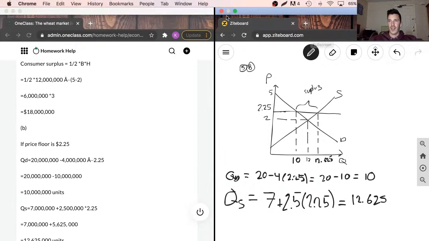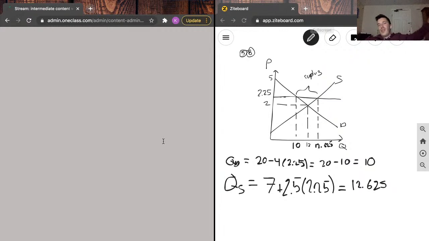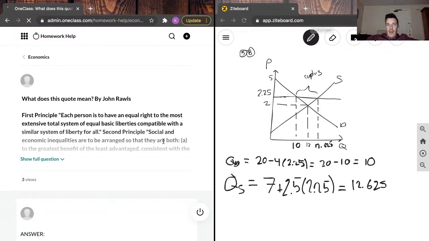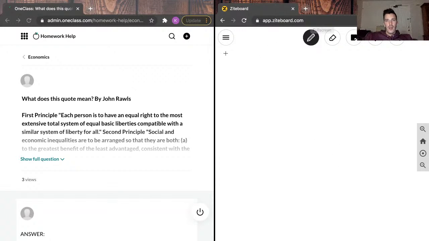I think I'm just going to leave it at that for the sake of time because I know I'm already going over. The gist of that is, if a price floor is instituted, you take the quantity demanded and quantity supplied, and you plug that new price into those equations to get the quantity demanded and the quantity supplied at that price. And then the surplus is going to be the difference between the two. So we've got quantity supplied of 12.625 and quantity demanded of 10. So the surplus is going to be 2.625, which is 12.625 minus 10. I can move on here to question 6.